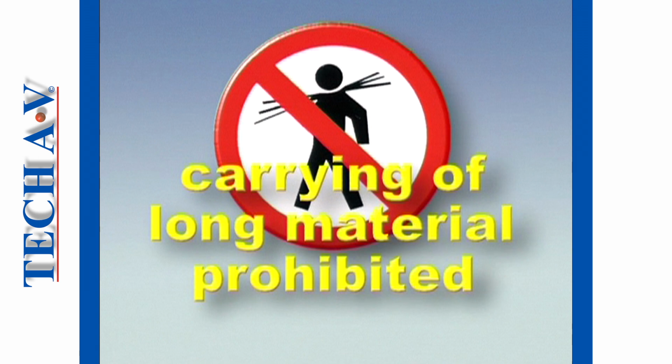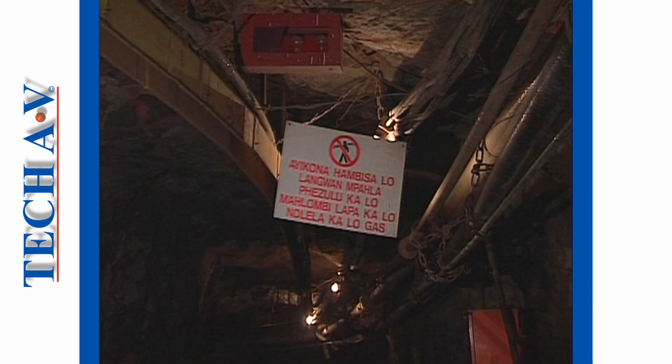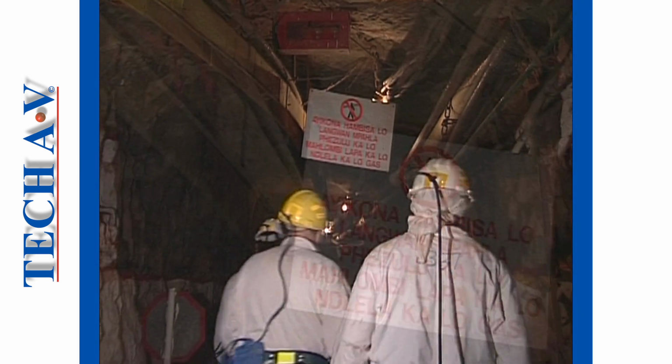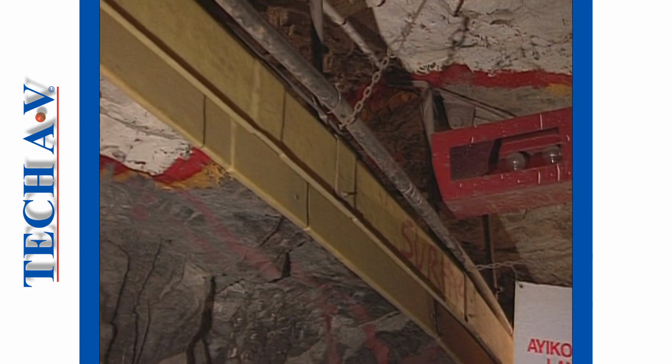The carrying of long material prohibited sign. This sign indicates that you are not allowed to carry long material in this area, as there are electrical trolley lines overhead and touching them could electrocute you.